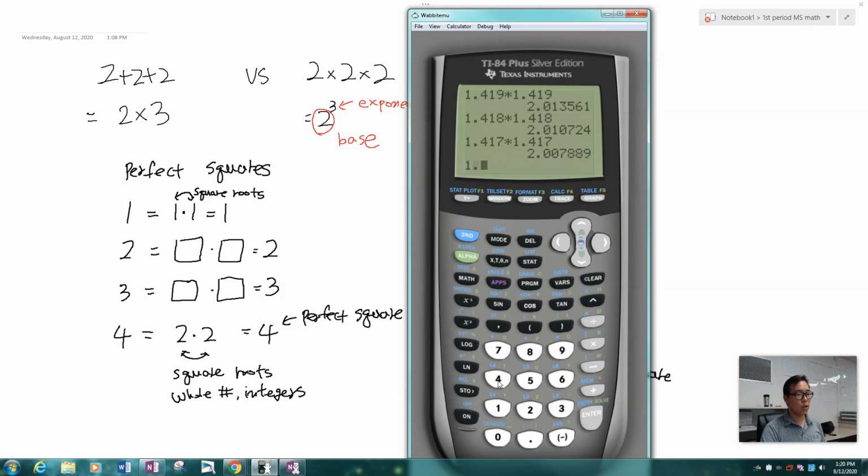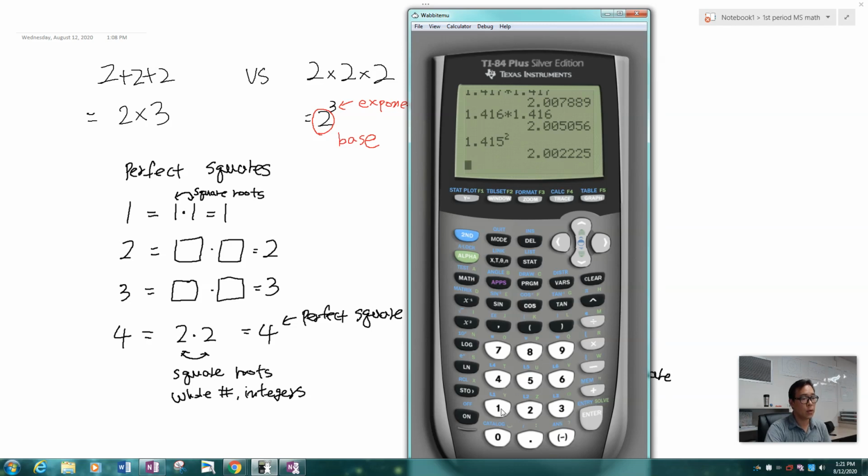So 1.416 times 1.416. Still bigger than 2. So 1.415, 1.415. Now we are going to use the square sign. I'm so tired of writing 1.415 times 1.415, so I'm going to use this square notation. That means 1.415 squared means 1.415 times 1.415. I'm going to enter that. Okay, that's still bigger than 2.